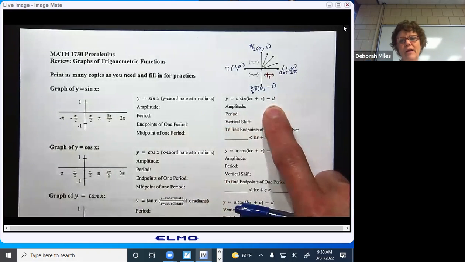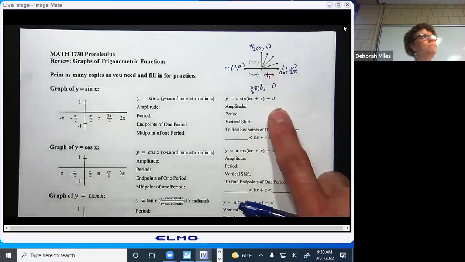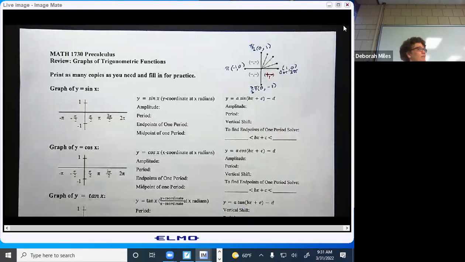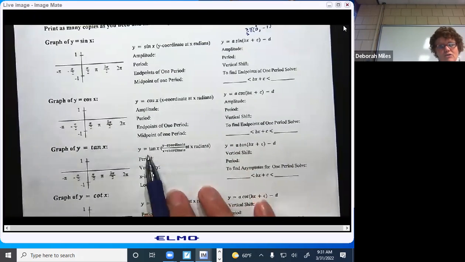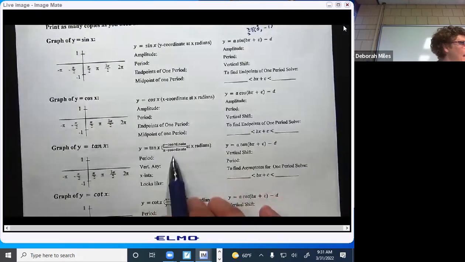But I want to make sure that you understand, because I think for some of you it's clicked and some of you it hasn't clicked yet. When you're looking for values or when you're graphing sine, the x coordinate is the number of radians. And for sine at x radians, you just take the y coordinate. For cosine at x radians, you just take the x coordinate. For tangent, you just divide the y coordinate by the x coordinate.